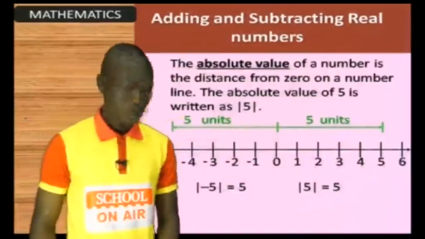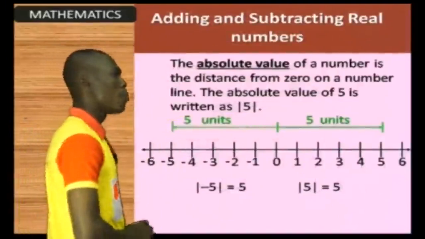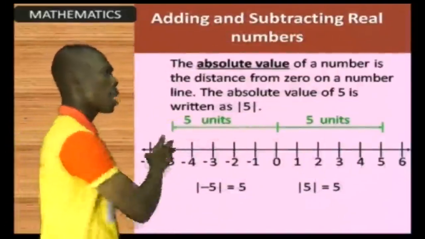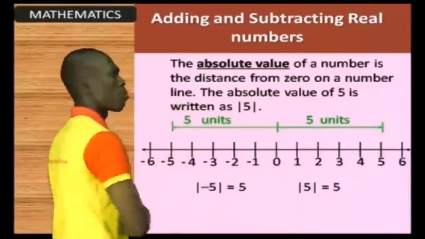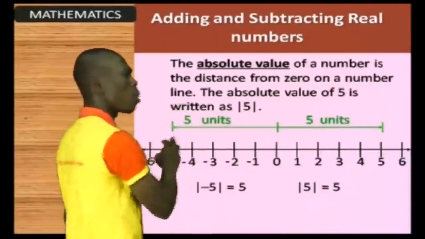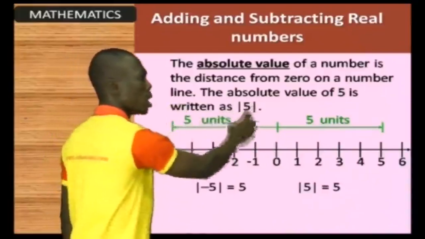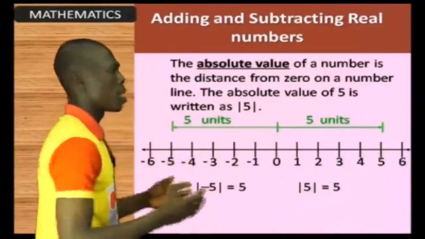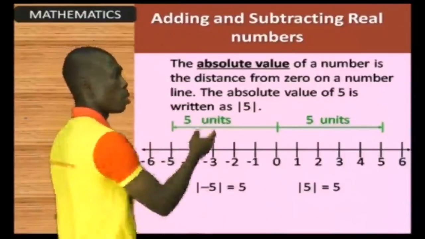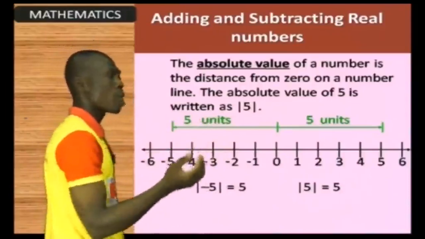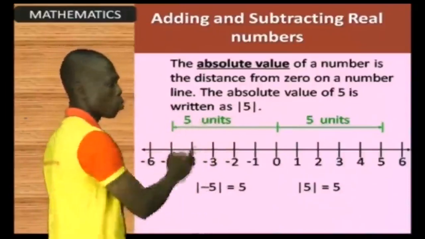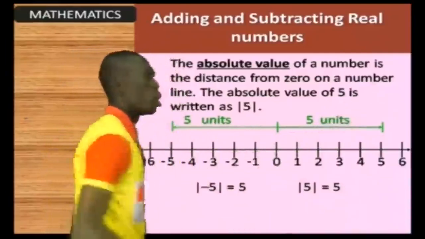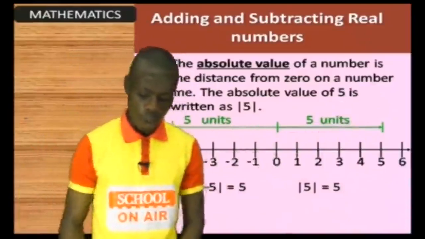All right, now quickly, the absolute value of a number is the distance from 0 on a number line. Talking about absolute value, the absolute value of 5 is always written like this. I've told you this at the beginning. You have the number put between parallel lines. So when you talk about absolute value, whatever sign is put there is just considered positive. So the absolute value of minus 5 is still 5. If you move here, it will still be 5. That is talking about the absolute value.